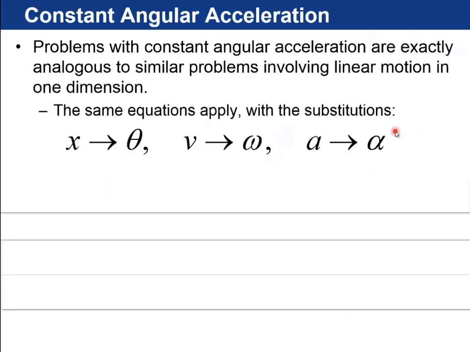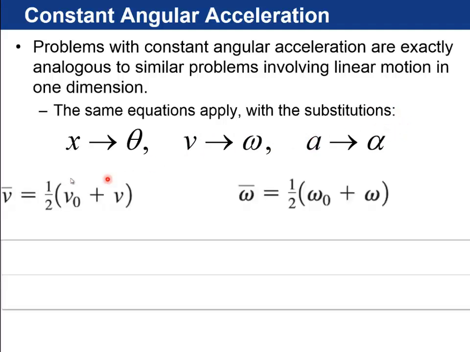Okay, so when you have rotating objects, you can use those kinematics equations analogously to how we did linear kinematics. You apply the same equations, but every time you see an x, you replace it with theta, the angular position. Every time you see v, you replace it with the angular velocity. Every time you see an acceleration, you replace it with the angular acceleration.